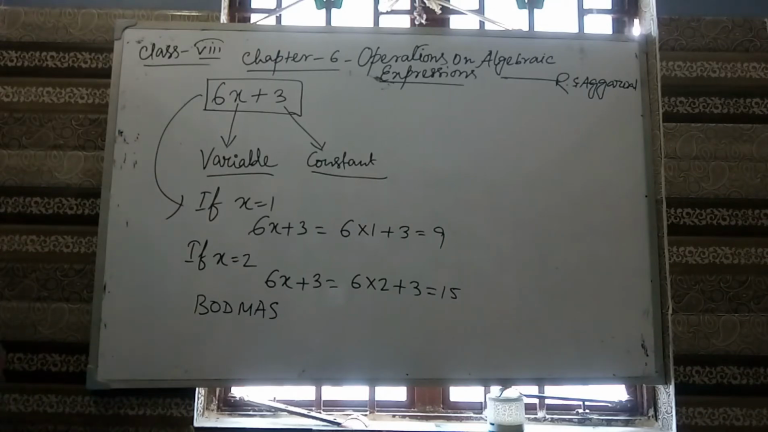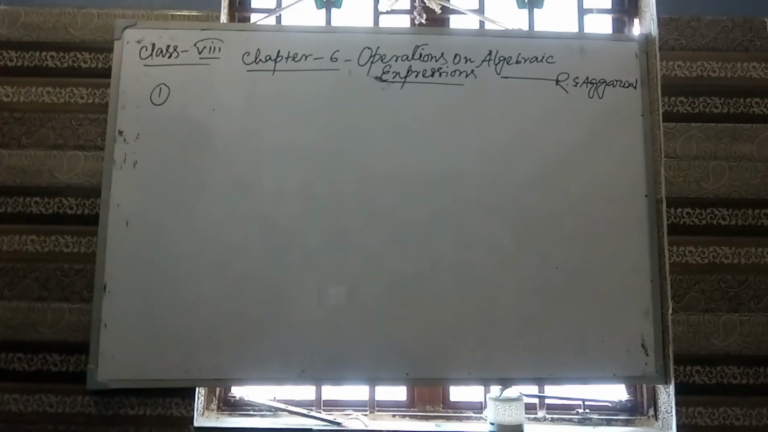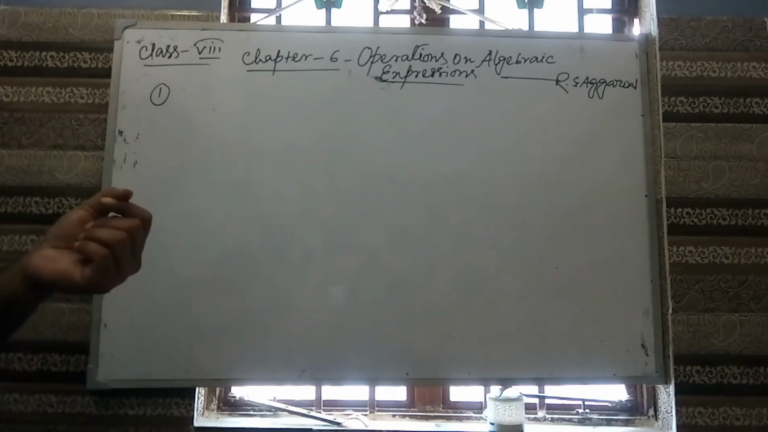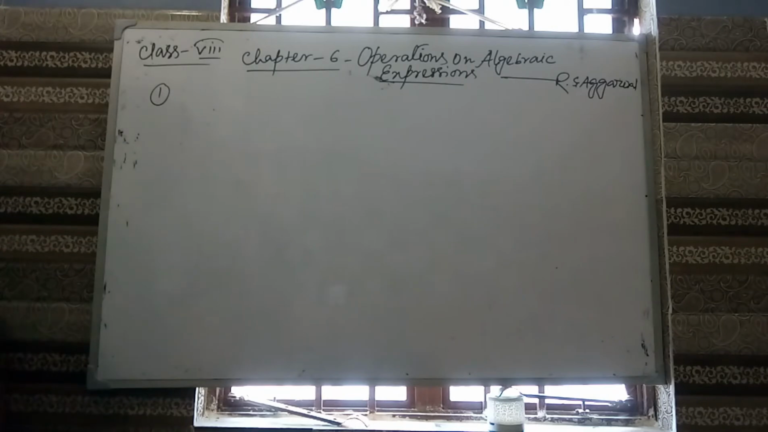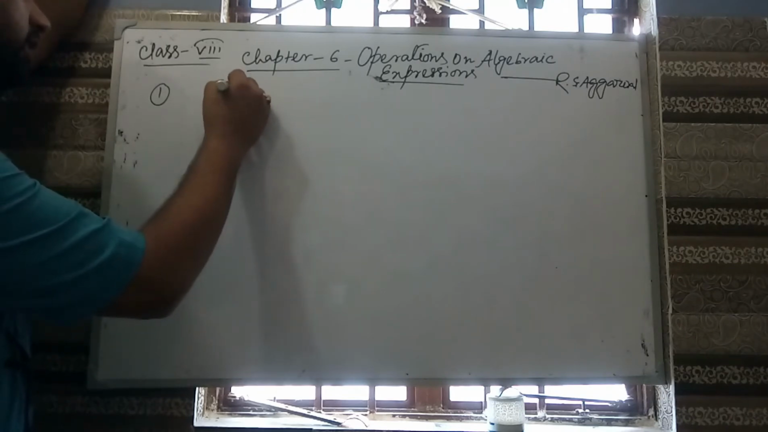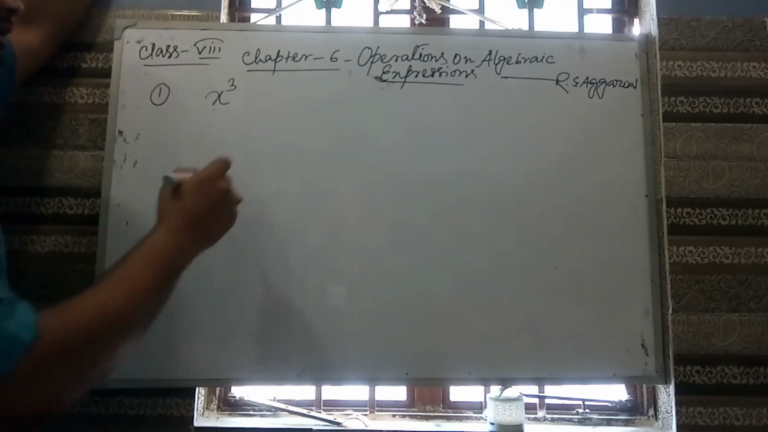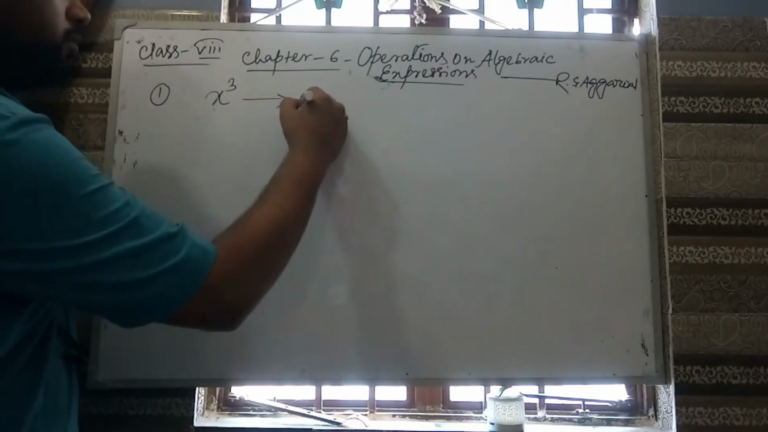Now, in case of algebraic expressions, we need to know few things. Number one, we have already learned the term polynomial when we have done the chapter factorizations. I told you about the term polynomials. So let us consider an algebraic expression x cube. Only one term x cube is here. So this is monomial.